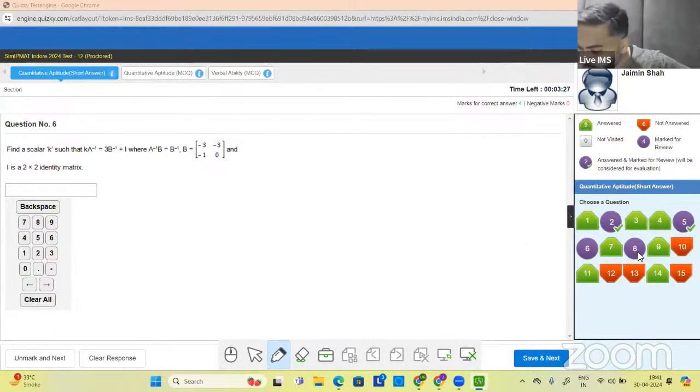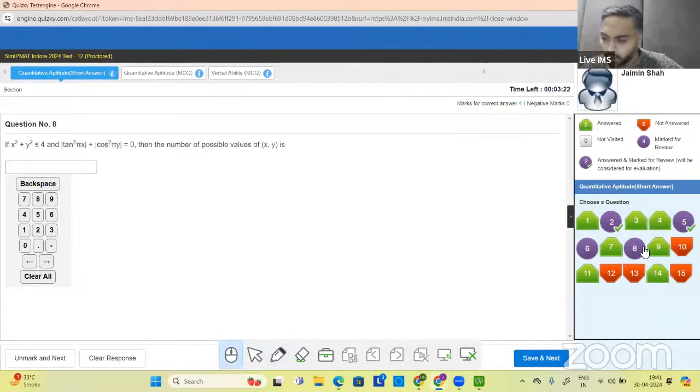ठीक है, ये वाला क्वेश्चन बाद में देखते हैं. Let me go to the 8th question first. हाँ, इसमें possibilities find करनी है, have to calculate the possibilities, right? So x square and y square less than equal to 4, so इसमें तो बहुत सारी possibilities, because integer नहीं है. Okay, so perfect square is adding up to zero, which means the individual term here has to be zero.